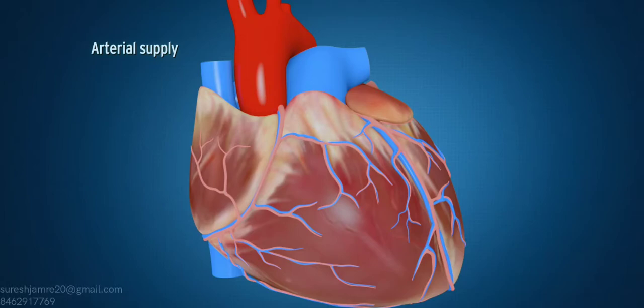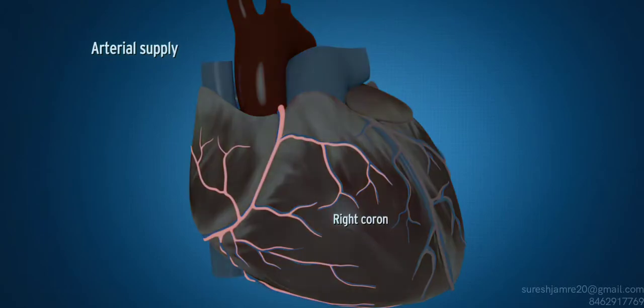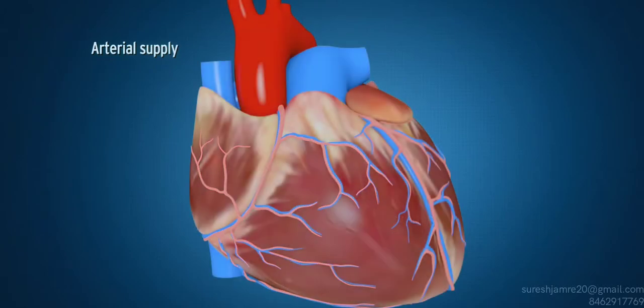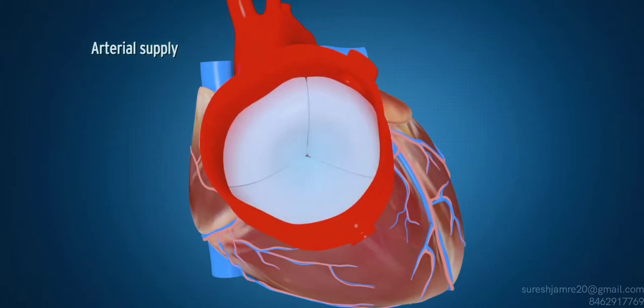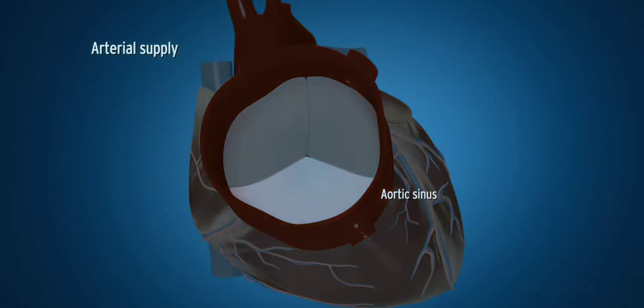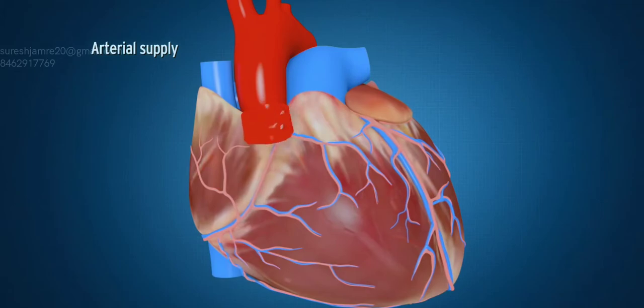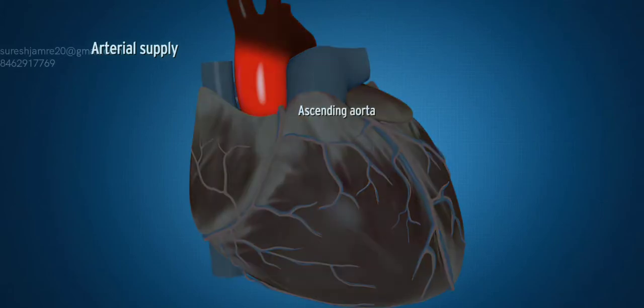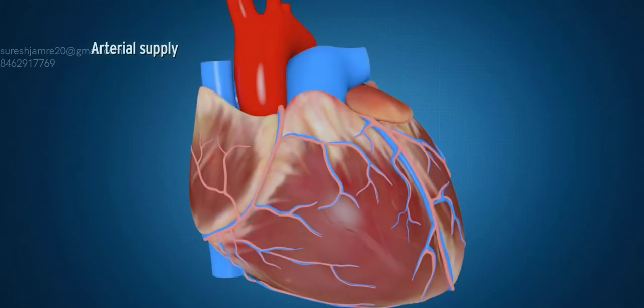Anatomically, coronary arteries are not end arteries, but functionally they behave like end arteries. Right coronary artery. It arises from the anterior aortic sinus of the ascending aorta. It is smaller than the left coronary artery.